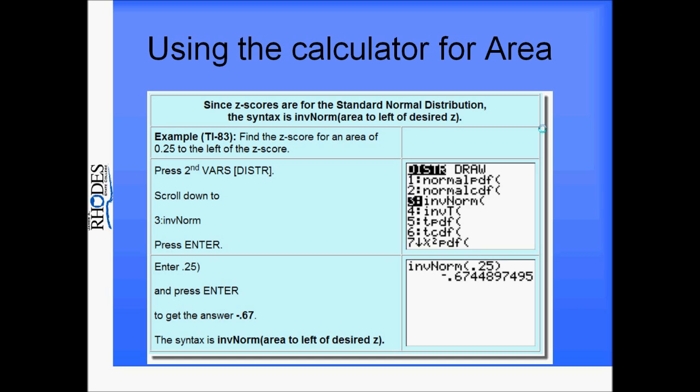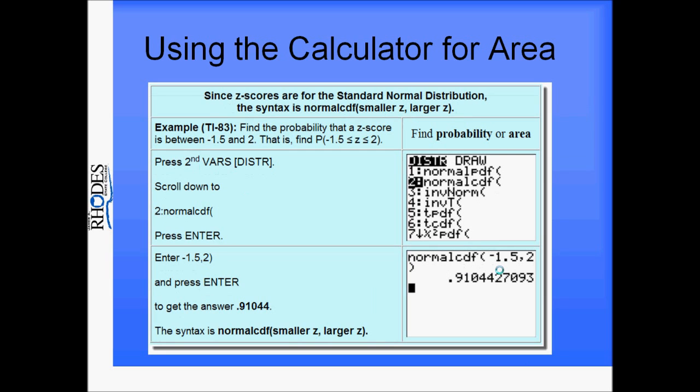And in this case, it says find the z-score for an area of 0.25 to the left of the z-score. So again, the calculator thinks from left to right. So when you're talking about area, in this case, you can see they just type in the 0.25 and hit enter. When you don't put in the mean and the standard deviation, the calculator assumes that the mean is 0 and the standard deviation is 1. So just to clear up.